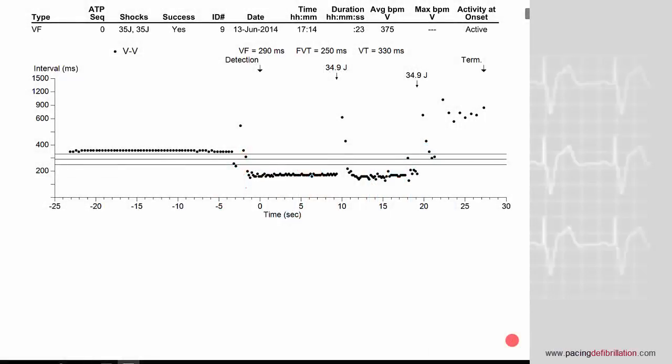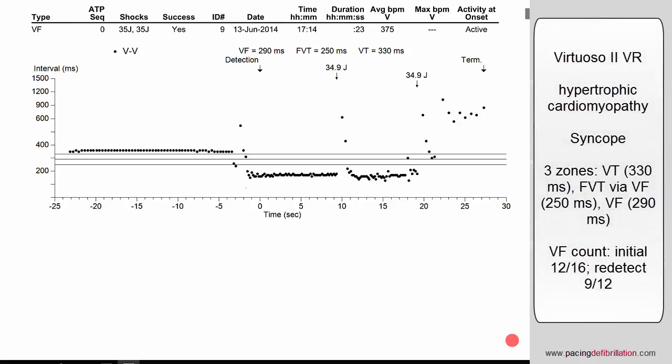This is the case of a patient with hypertrophic cardiomyopathy implanted with a single lead ICD and who was hospitalized for a syncope. You can see that 3 zones have been programmed: a VF zone, fast VT, and a VT zone with a limit of 330 milliseconds.